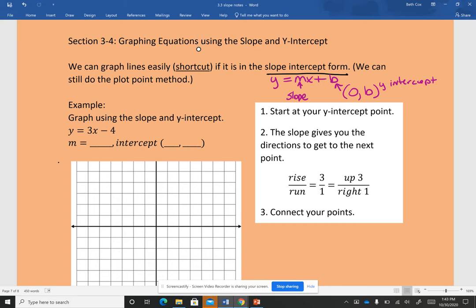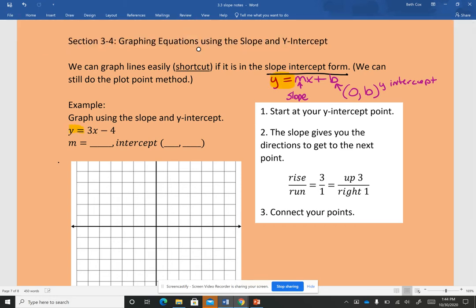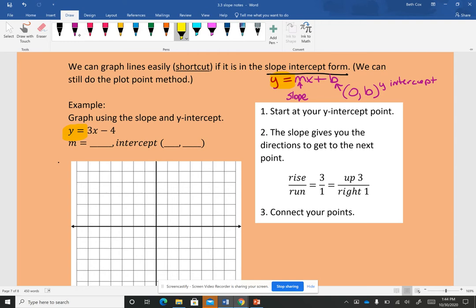All right, so here's our line. It's in the slope-intercept form. Well, how do you know it's in the slope-intercept form? Remember, it's got to say y equals. If it says y equals, then it's in slope-intercept form. Okay, and the coefficient on the x is our slope, and the other number is our y-intercept.